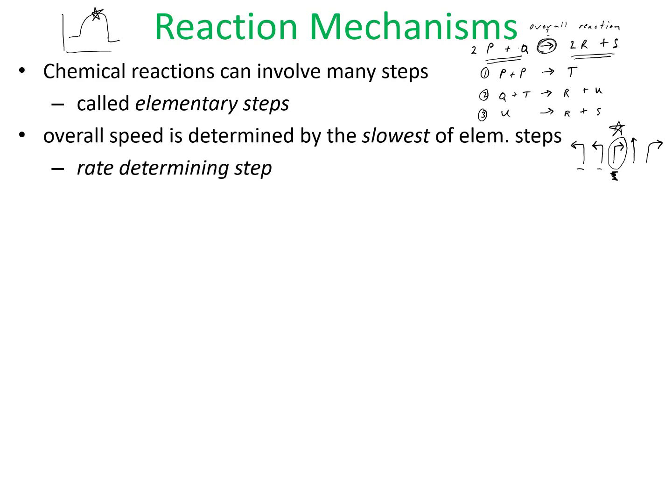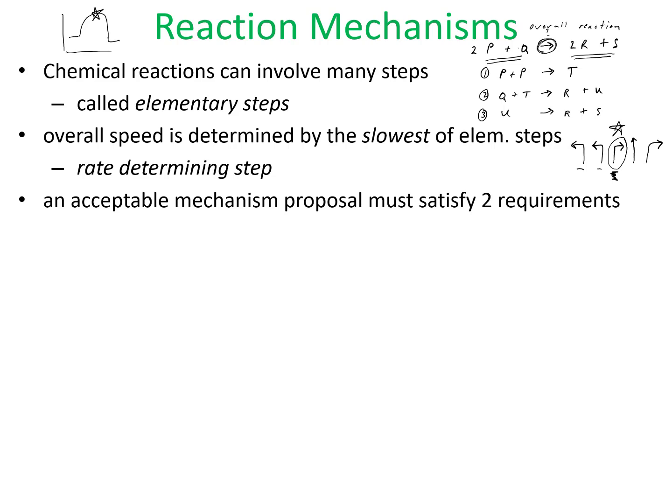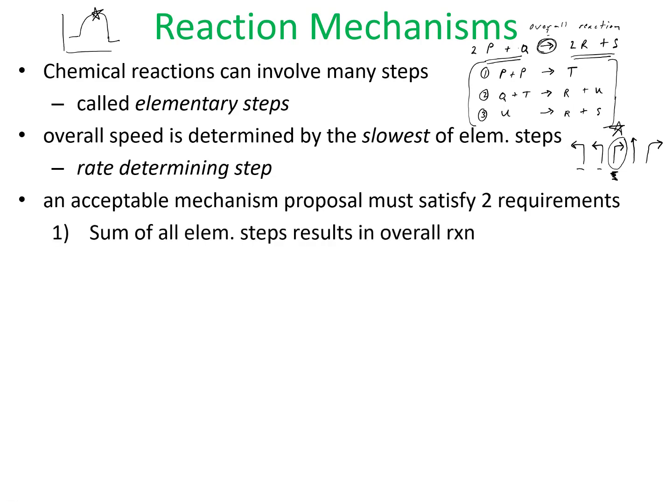So that's called the rate determining step, the one that goes the slowest. An acceptable mechanism proposal, and we don't know which ones are correct until you can confirm it with an experiment. So this is the proposal here, and it may or may not be acceptable. It has to follow two requirements. So the sum of all the elementary steps need to result in the overall reaction.